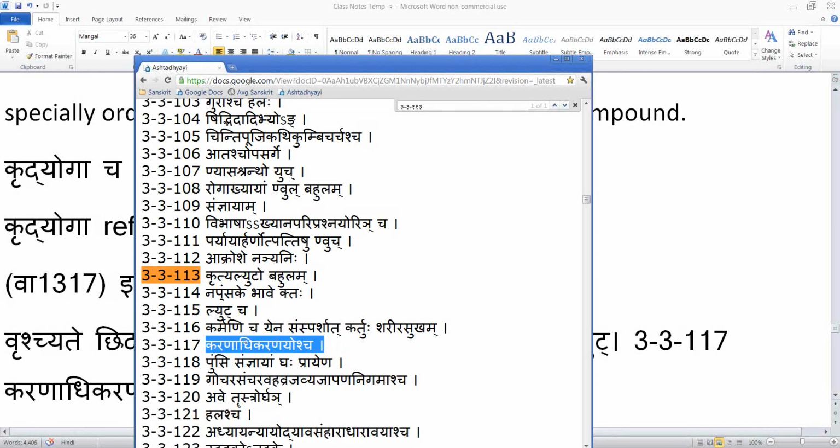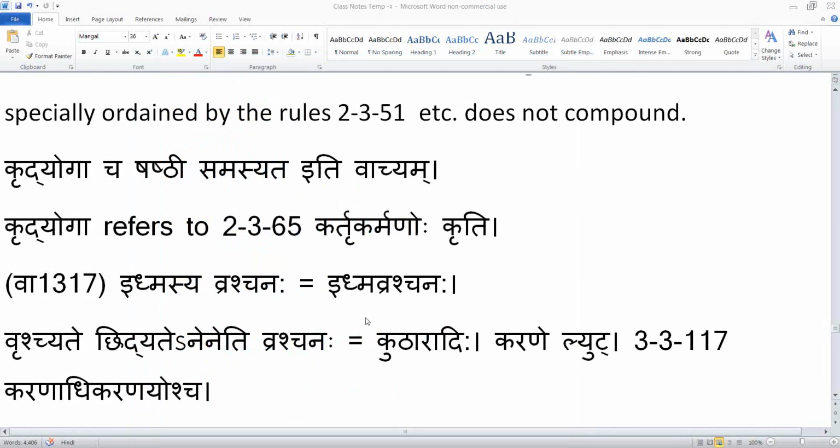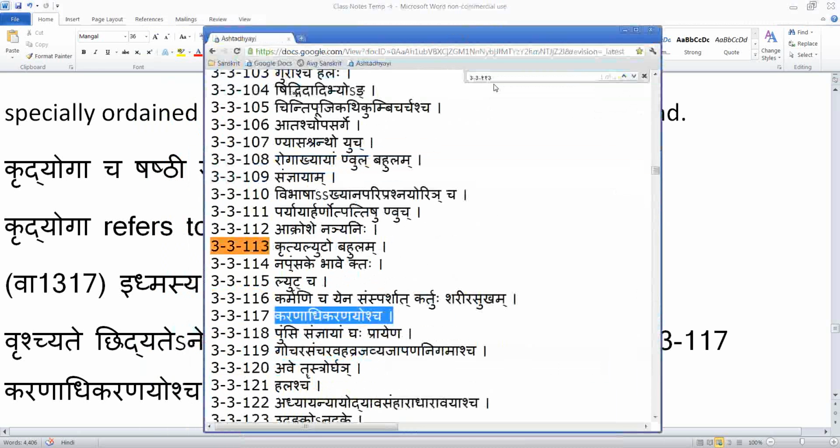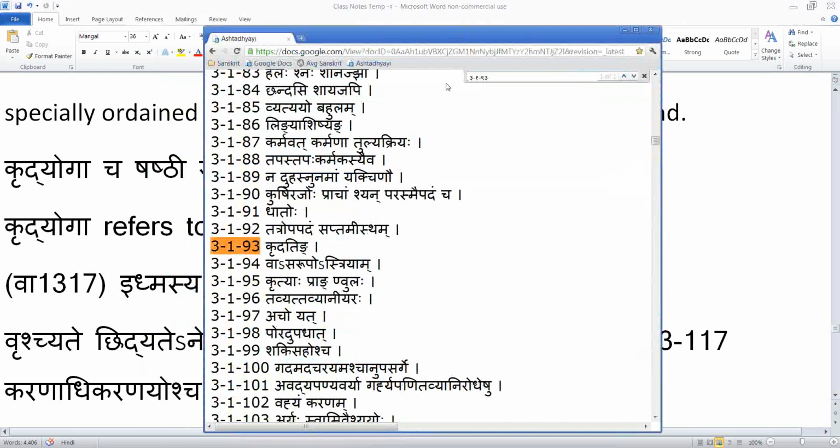The important thing is that pratyaya lyut has been used in karanarthe. So karanadhikaranayoshcha means that by which something is cut. So here the meaning is that this is an axe or something. So we do have a krit pratyaya. Of course, the adhikara krit starts from way back, so all these adhikaras are important. We always have to know where krit pratyaya starts from: from 3-1-93.